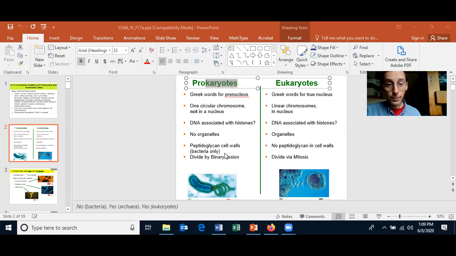The bacteria, and I'm only talking about the bacteria here, have peptidoglycan in their cell walls. The archaea, most of them do not have peptidoglycan. And the eukaryotes have no peptidoglycan in their cell walls. And as you know, animal cells don't even have cell walls. The prokaryotic cells, most of them divide by binary fission. That's where the cell splits into two. Eukaryotes, their cells divide by mitosis. Any question about any of that?